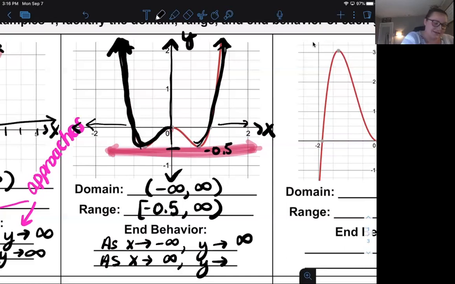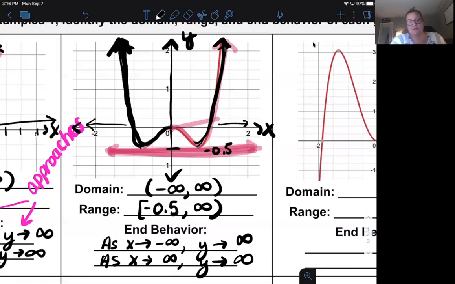Well, what happens as x approaches positive infinity? Well, as x starts from 0 and increases to 1, 2, 3, 4, all those numbers, what's y doing? Y is also increasing. So y still goes to positive infinity.